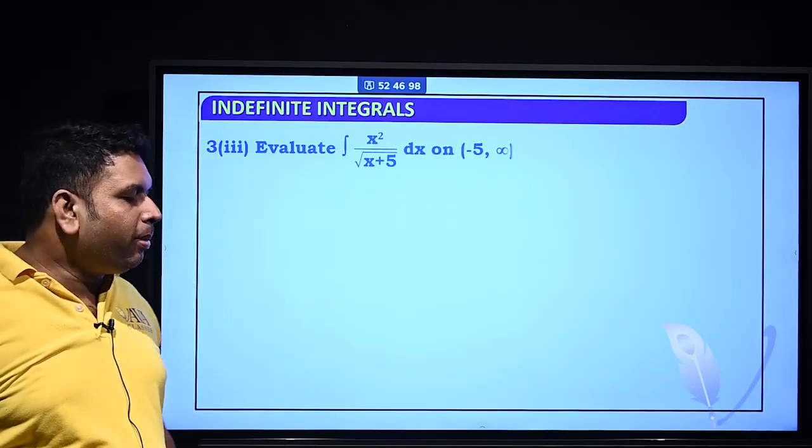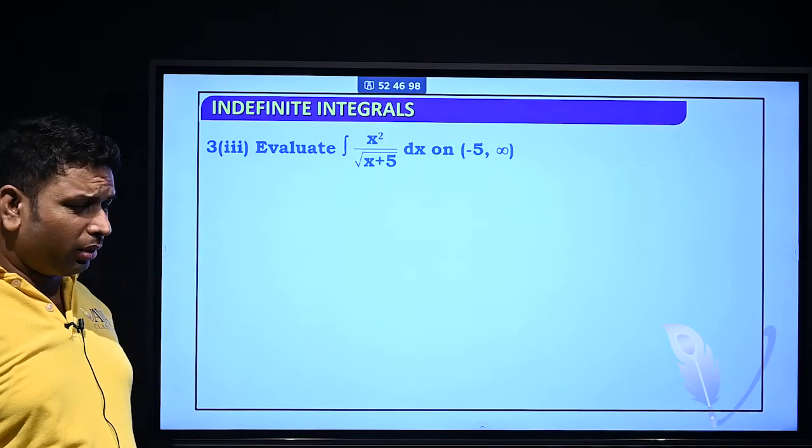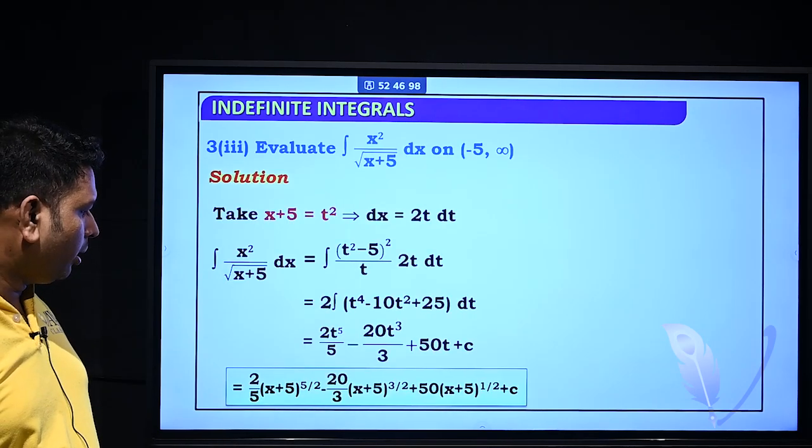Now the third bit: integration of x square by the square root of x plus 5, dx, from minus 5 to infinity. This is a repeated question. Okay.